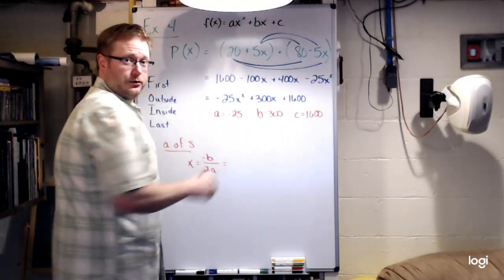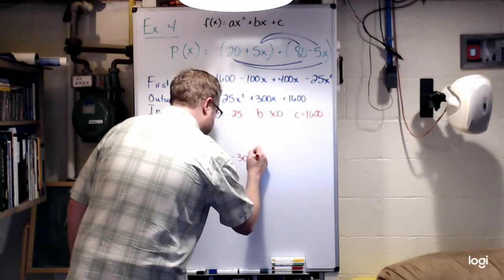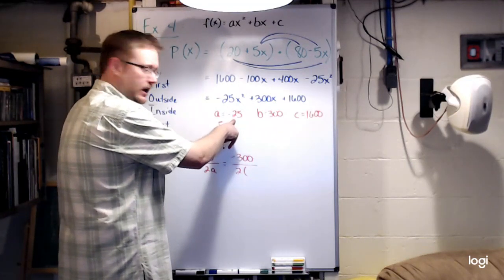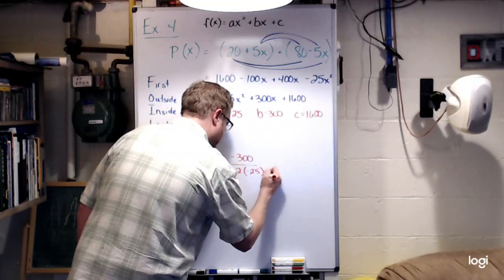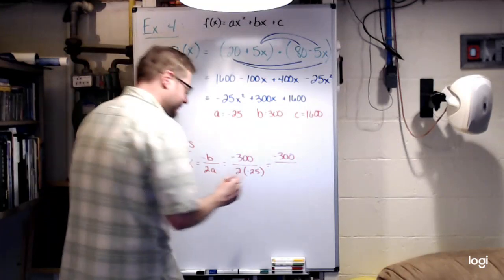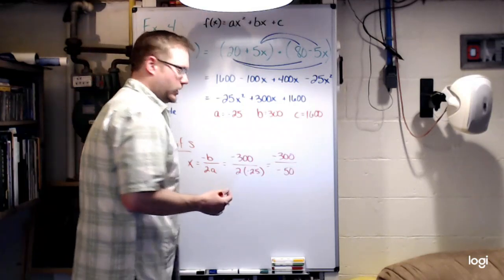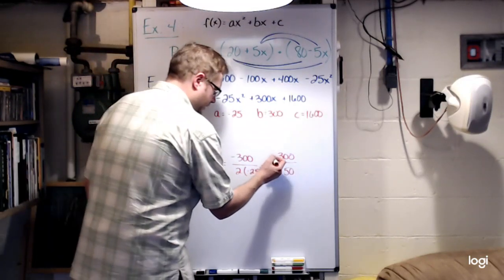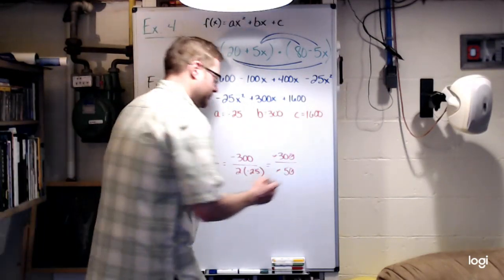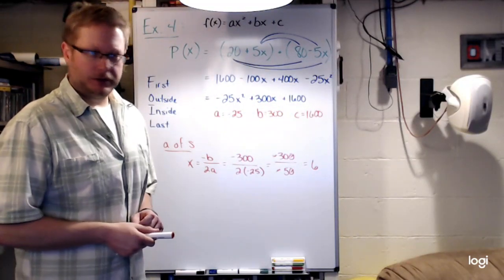If b is 300, in this case, then negative b will be negative 300 over 2 times a, which in this case is negative 25. That's going to give us negative 300 over negative 50. And negative 300 divided by negative 50, if you want to do it easily in your head, the negatives will cancel out. These zeros cancel out, and 30 divided by 5 is just 6. All right? So there's my axis of symmetry.